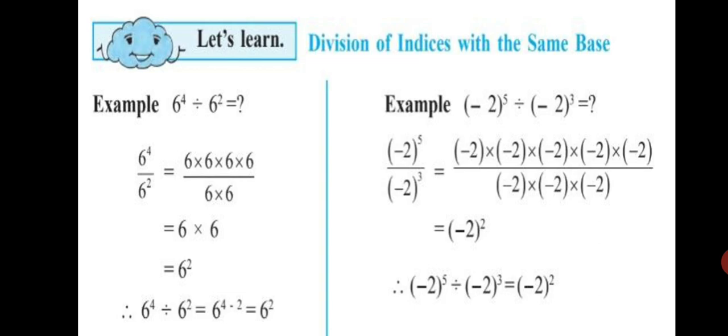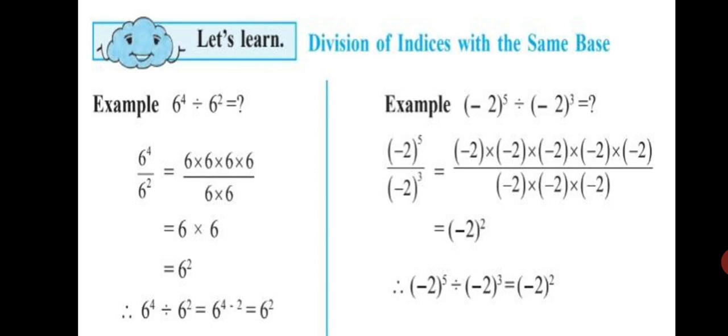6 raised to 4 divided by 6 raised to 2 is equal to question mark. So we take it in the numerator and denominator form. 6 raised to 4 upon 6 raised to 2 is equal to, usually we would write the multiplication form as 6 multiplied by itself 4 times in the numerator, and 6 raised to 2 in the denominator means 6 multiplied twice by itself.